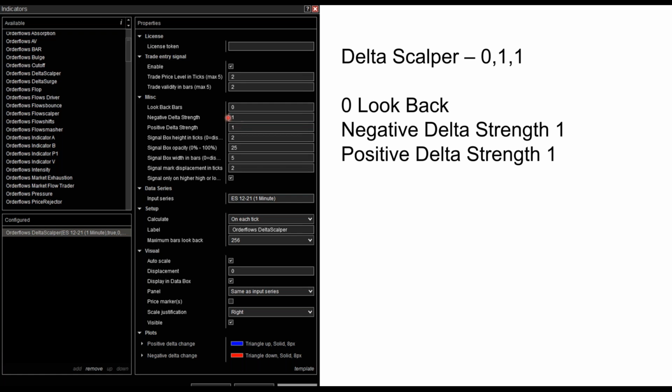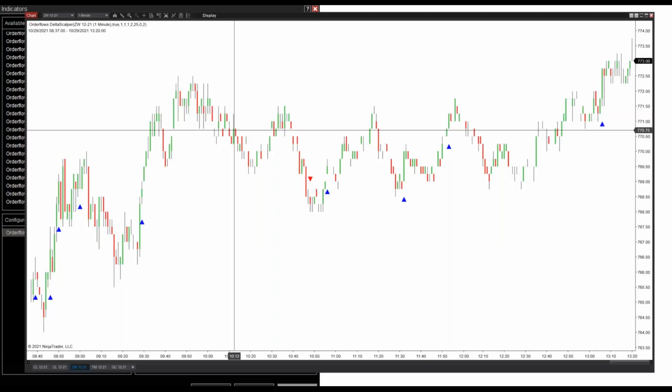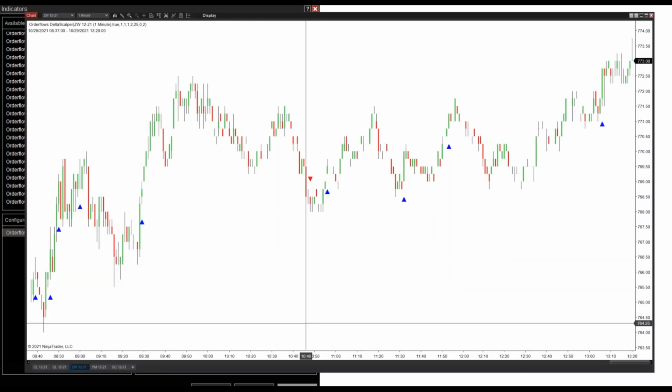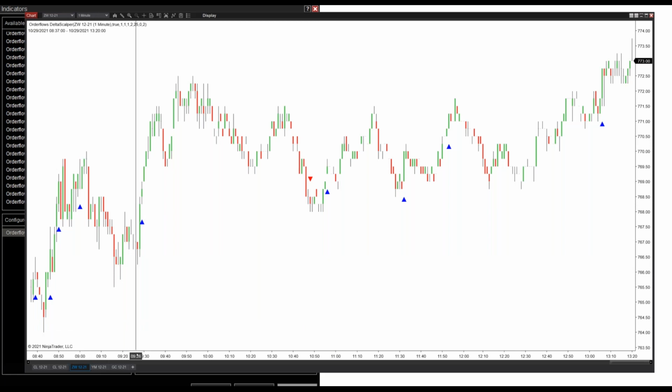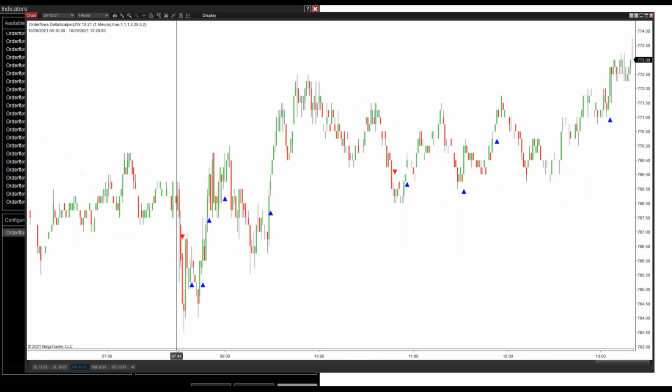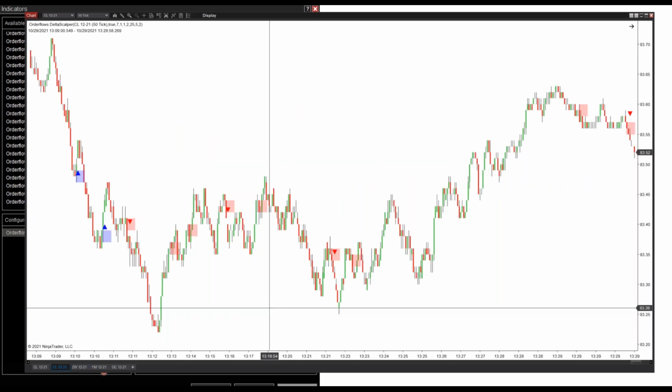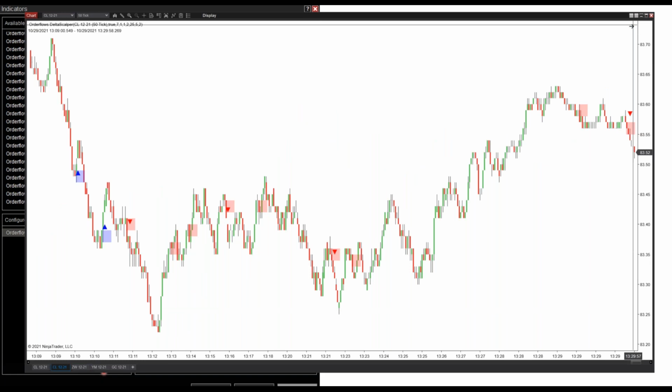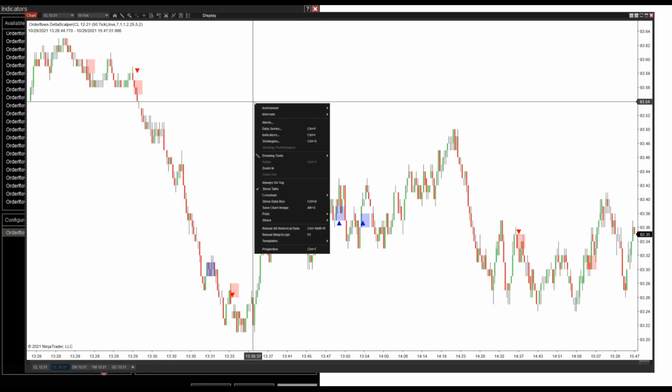I mean, if you're using 1 for negative delta strength, then you're going to want to use 1 for positive delta strength, like that. Okay. Now look back is 0. So let's just take a look at how it looks on a chart. Okay, so when you set the look back to 0, basically you're telling the chart to give you every signal that appears. So, well, what is this? Wheat. I don't want to use wheat because I know not everybody trades wheat. Not everybody's a wheat trader. So go back to our crude oil chart.